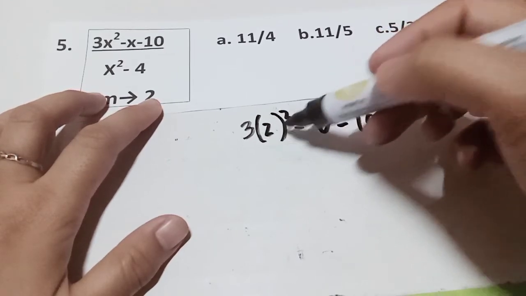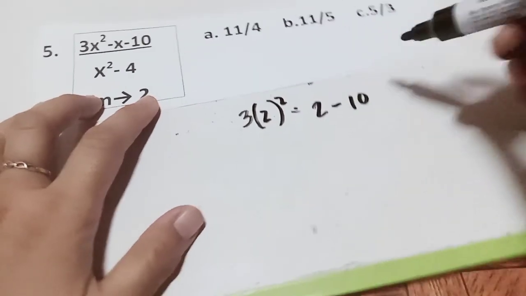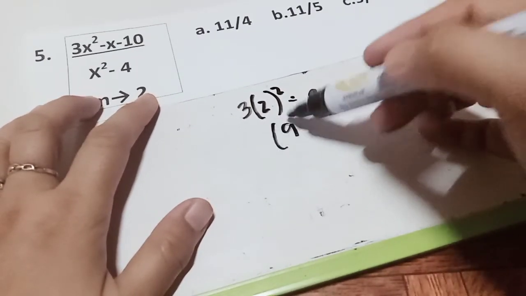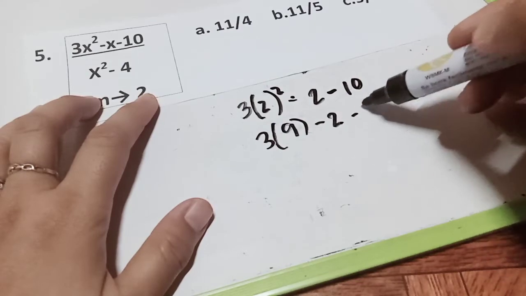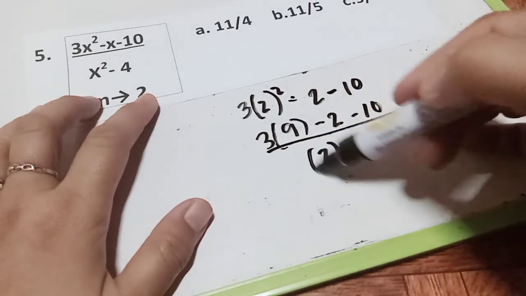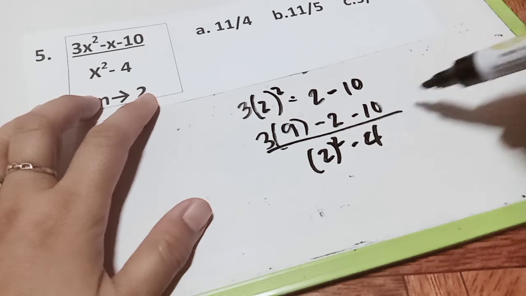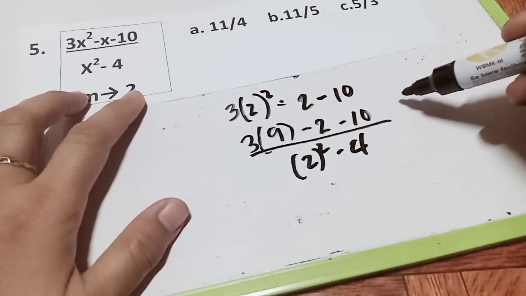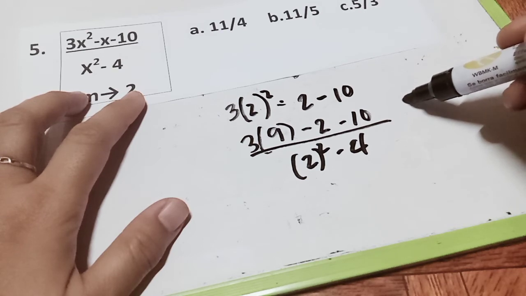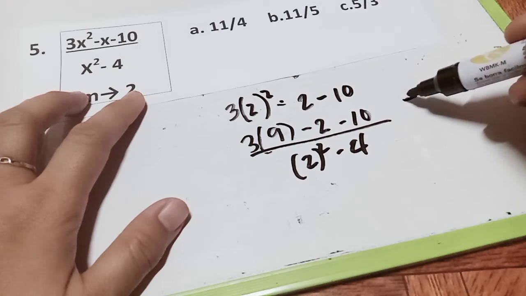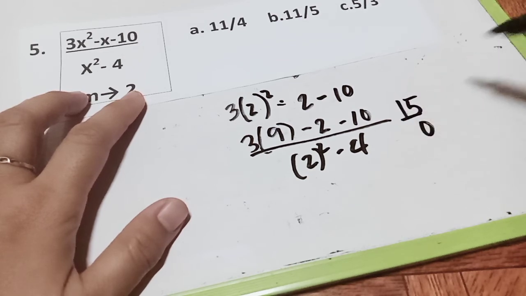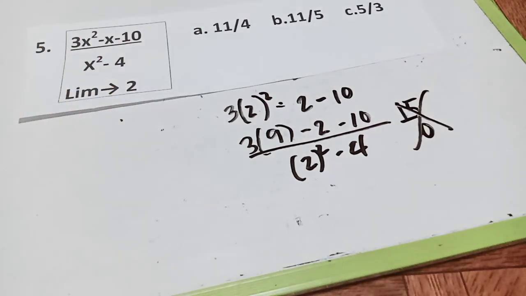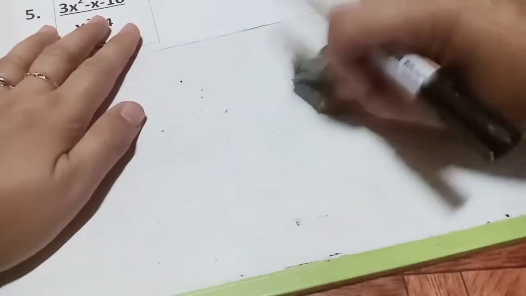Okay. So let's try to substitute 2. So this will become 3 times 2 squared minus 2 minus 10, and then 2 squared minus 4. So 12 minus 2, this will be 10, 10 minus 10 will become 0 divided by 0. So that will be wrong, since the answer becomes indeterminate. So what you will do is to factor out.